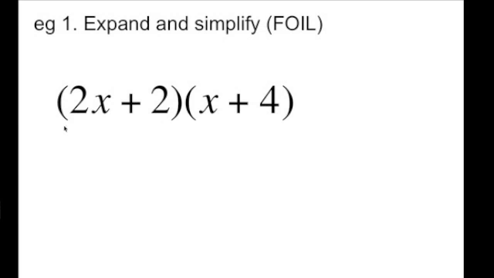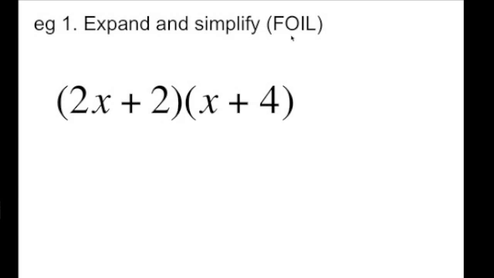So let's start off here. You have 2x plus 2. This is a binomial because there's two terms that are not like terms. They don't have the same variable, so the same exponent. And here's another binomial. Now the brackets mean multiply, so you're going to multiply this binomial by this binomial.